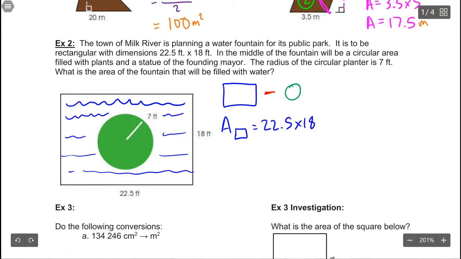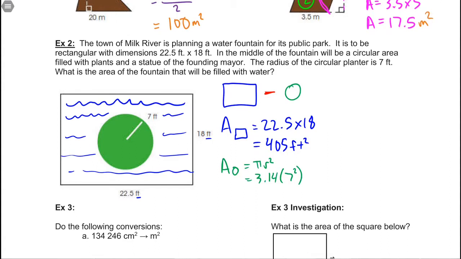22.5 times 18. Plug that into a calculator and you get 405. And since it's feet and feet, it's feet squared. Now the area of our circle is going to be pi r squared, which is 3.14 times our radius squared. 7 squared is 49. 49 times 3.14 gives us, in your calculator, 153.86 square feet.